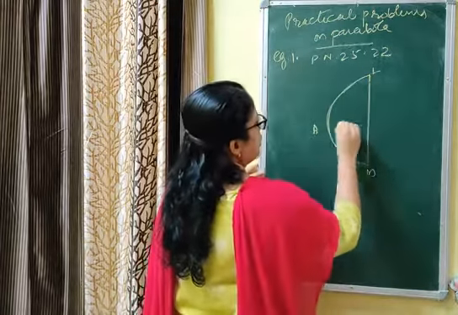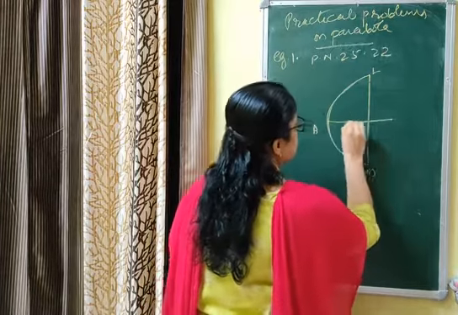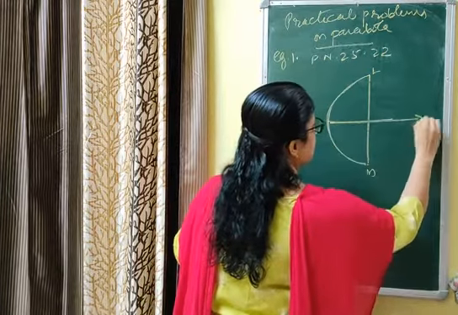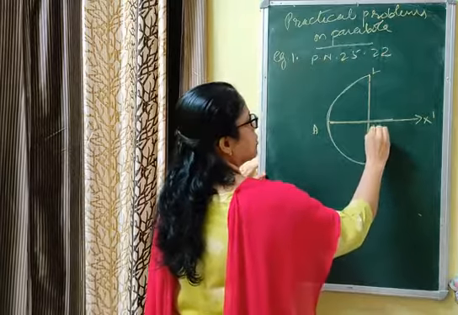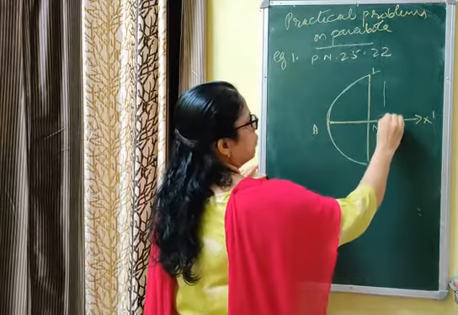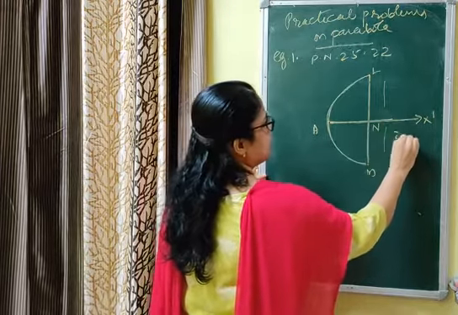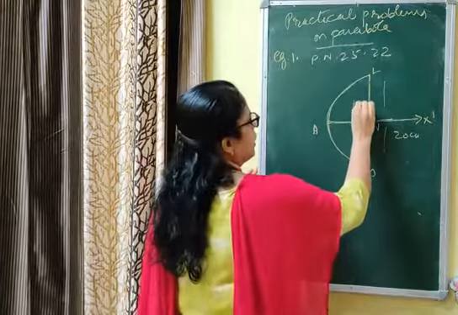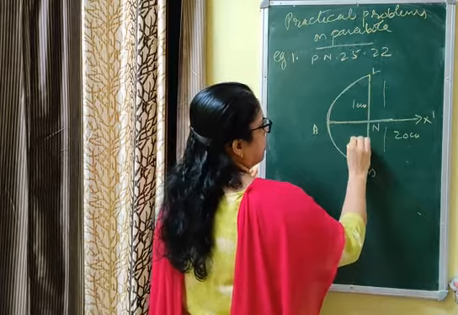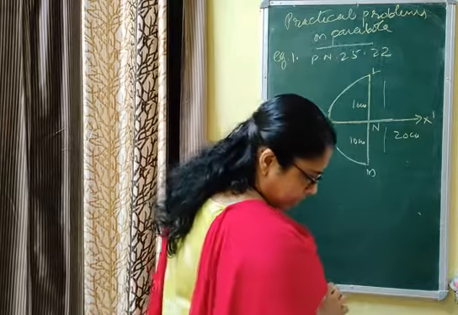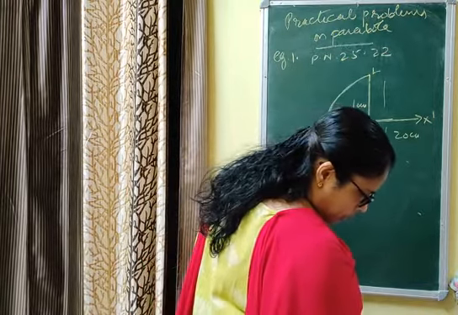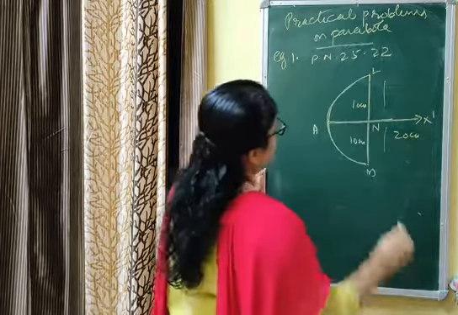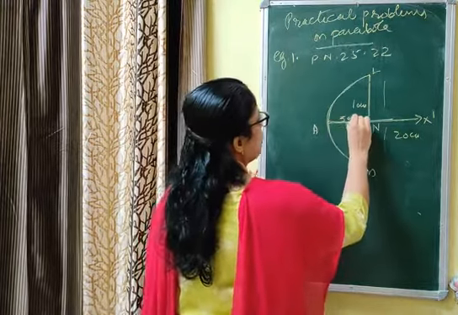This is 20 centimeter. If this is the axis of the parabola, and this point is N, the total length of the diameter is given as 20 centimeter. Since the axis is symmetrical, LN becomes 10 centimeter. Similarly, MN becomes 10 centimeter. And the depth of the reflector is given as 5 centimeter, that is AN is equal to 5 centimeter.